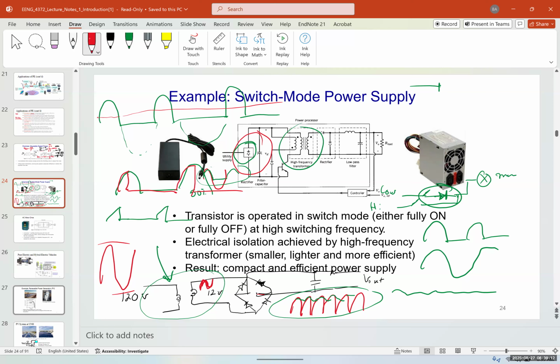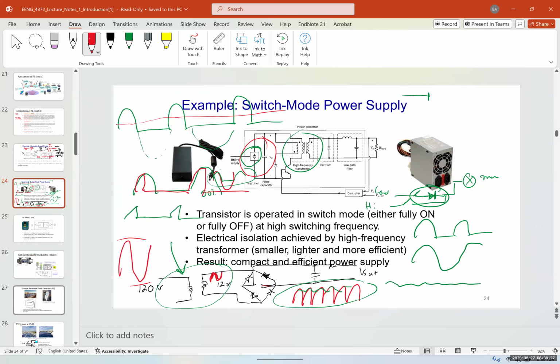So 25, 10, 5%, I can do it with a transistor, and that actually makes the transformer even smaller, since you can build a transformer which is 10 times smaller than the original one that you need to put.